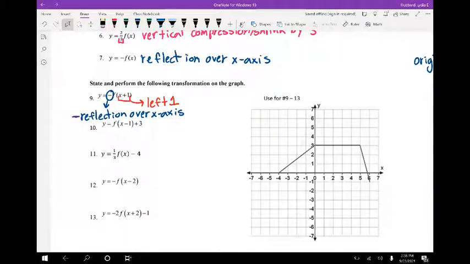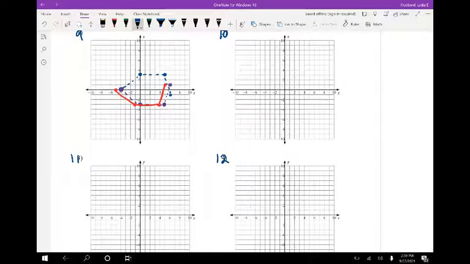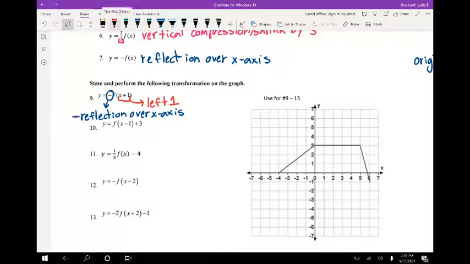Okay, moving on to number 10. So again, I'm just going to go over here and I'll draw the original. I'm just transferring it so you can see where I'm getting some of these points from. And again, I'm going to draw it as a dotted line just because I'm not done yet. Okay. So this next one, I'm actually going to perform the horizontal and the vertical transformation together. So from left to right, we don't have anything in front. Inside the parentheses, however, we have x minus 1. Again, when it's inside the parentheses, that's the opposite of what we think. So we're actually going to be moving to the right one.